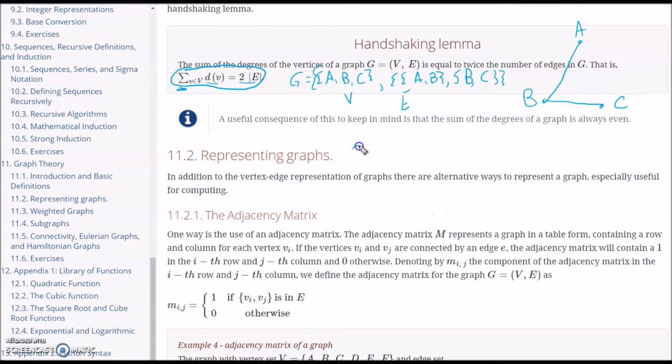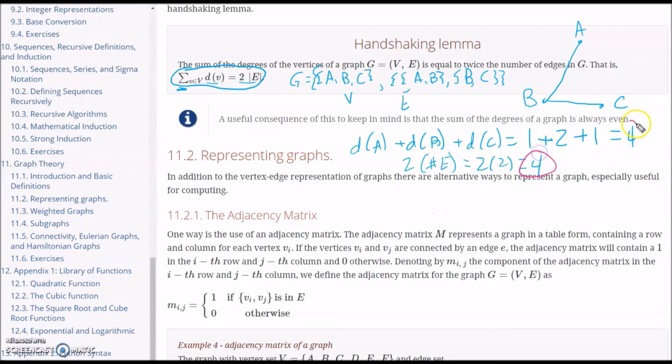So let's add up the degrees. The degree of A plus the degree of B plus the degree of C equals, well, the degree of A is 1 because there's only one edge touching it. The degree of B is 2, and the degree of C is also 1. So that gives us 4. Well, how many edges are there? There are 2 edges. So 2 times the number of edges is 2 times 2, which is also 4. And so the handshaking lemma tells us that those 2 numbers should be the same.